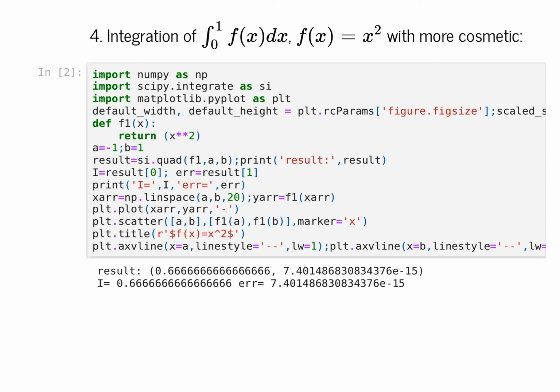More than just printing numbers, the code then generates a plot. It creates an array of x values within our integration range, calculates the corresponding y values using our function f1, and plots this curve. To clearly mark the integration region, it adds x markers at the function values at the limits a and b, draws vertical dashed lines at a and b, and a horizontal dashed line at y equals 0 representing the x-axis. This visualization helps us see the function and the area being computed.